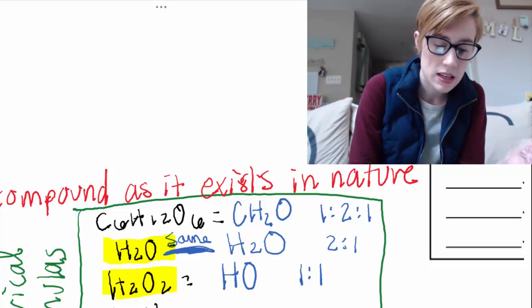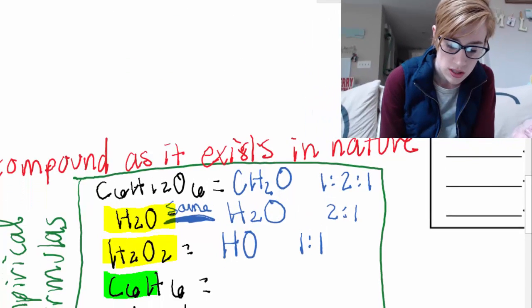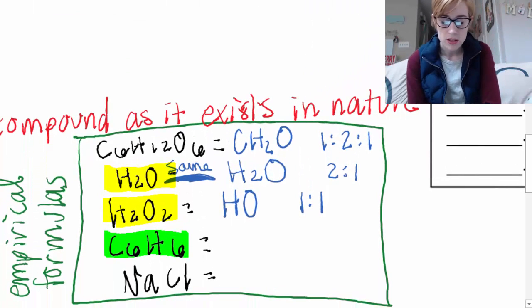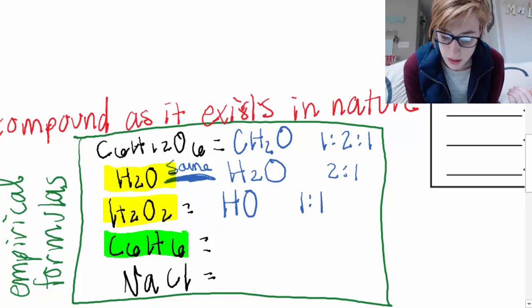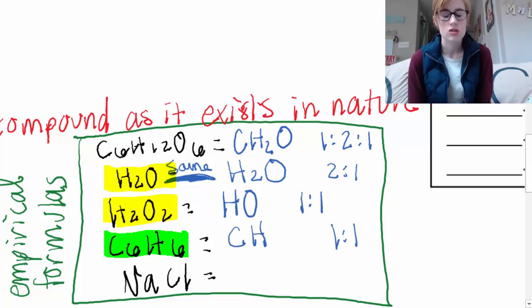Let's look at benzene. Benzene's formula is C6H6. If I asked you to write the empirical formula for that compound, right now it's at a 6:6 ratio. We can reduce that down to 1:1. So if we reduced it to 1:1, it would look like this, CH. That would be the empirical formula for benzene.